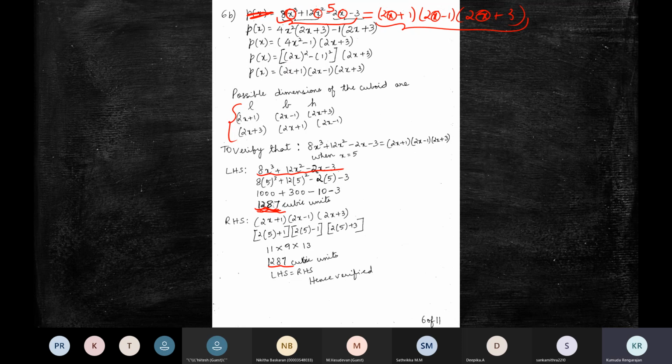Yeah, so you can see I've mentioned it here. To verify that this expression is equal to the product of these factors, when x is equal to 5. So work the LHS, work the RHS, you get the same value, so you verified.